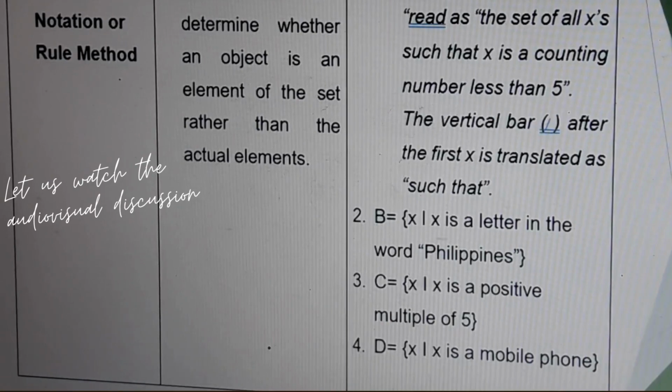Letter B, number 2 rather, is represented by set builder notation in the form of x such that x is a letter in the word Philippines. Number 3, letter C. In set builder notation, we have x such that x is a positive multiple of 5. Number 4, set D, x such that x is a mobile phone. So those are examples of set builder notation.